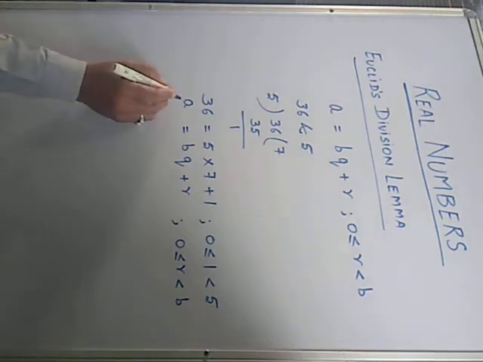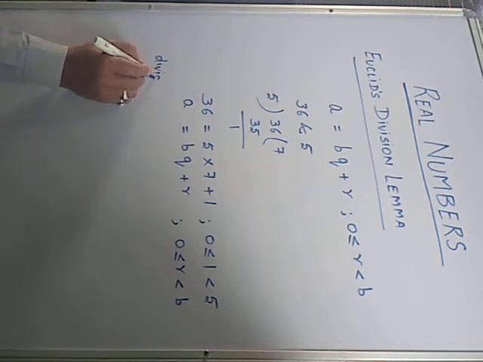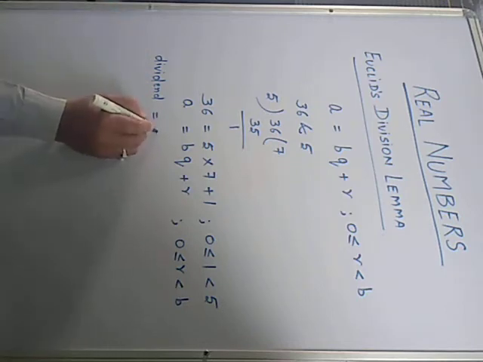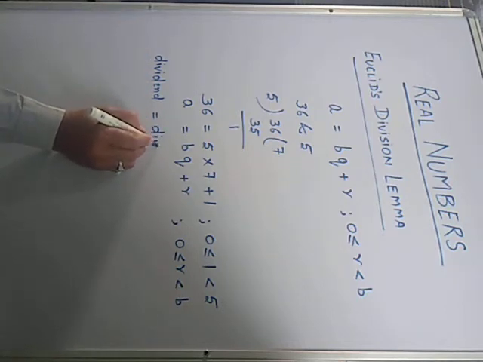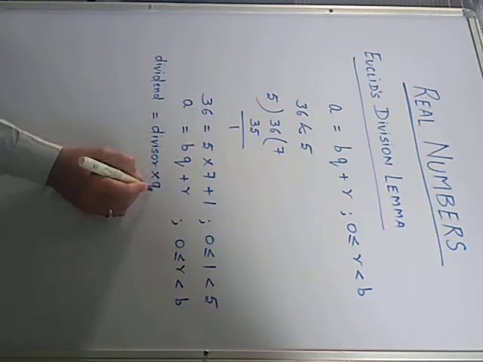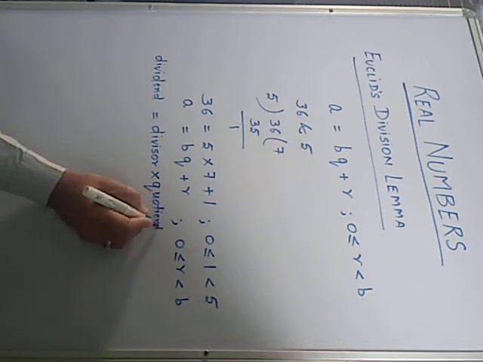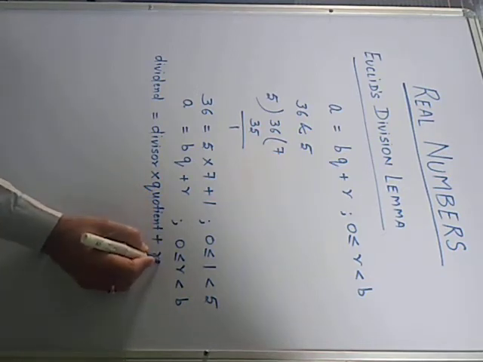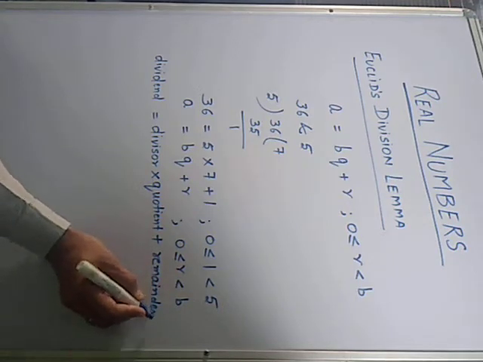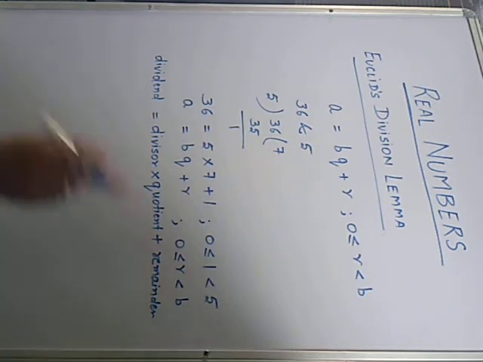Or you can say dividend equals divisor into quotient plus remainder, which is a equals bq plus r.